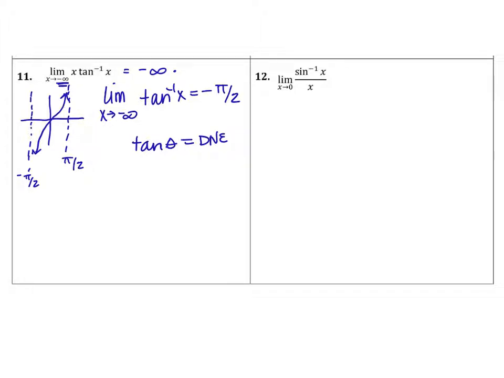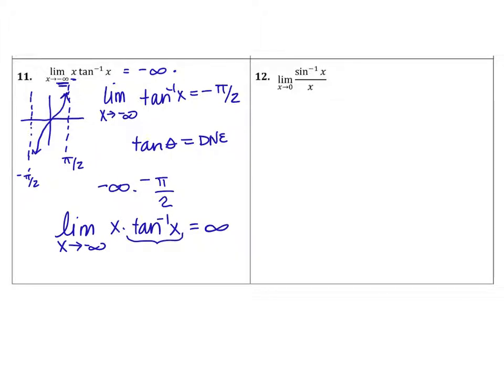So looking at this, we've got a negative infinity from our x times our negative pi over 2 from our inverse tangent. And so it looks like this limit, that product, as x approaches negative infinity of x times inverse tangent x, is going to tend toward positive infinity. Now, if we look at our rates of growth, the only thing that inverse tangent is contributing is the negative pi over 2, or really the negative is the important part there.